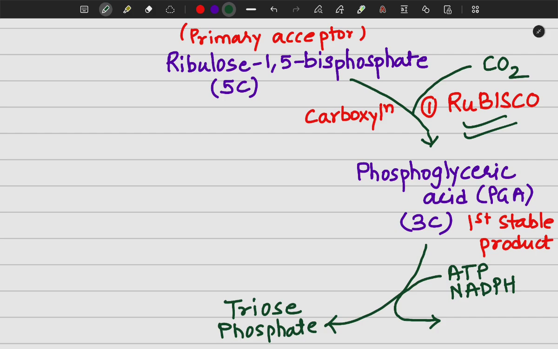Two molecules of ATP and two molecules of NADPH will be utilized here, and phosphoglyceric acid will be reduced to triose phosphate. Alright, and here the products will be ADP plus NADP plus, two molecules of both. So this step is the reduction, which is the second step.